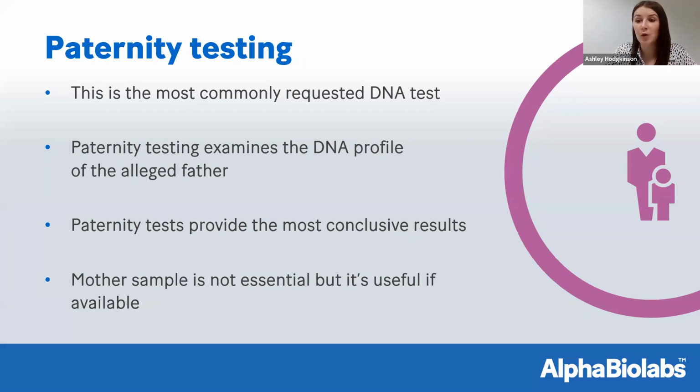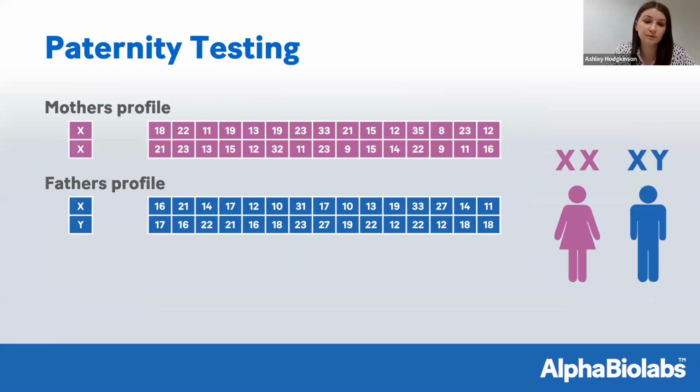And we would then examine the profile between the child and the father to see how much DNA they shared in common. This is the most conclusive result that you're going to get. So if you do have an alleged father and a child available for testing, and that's the relationship you're trying to establish, paternity testing would always be your first port of call. It's always the most conclusive test that we can offer here at AlphaBiolabs. Like I said, mum's sample is ideal, but it isn't essential. If she's available, that would help. If not, we can still conduct the test without her.